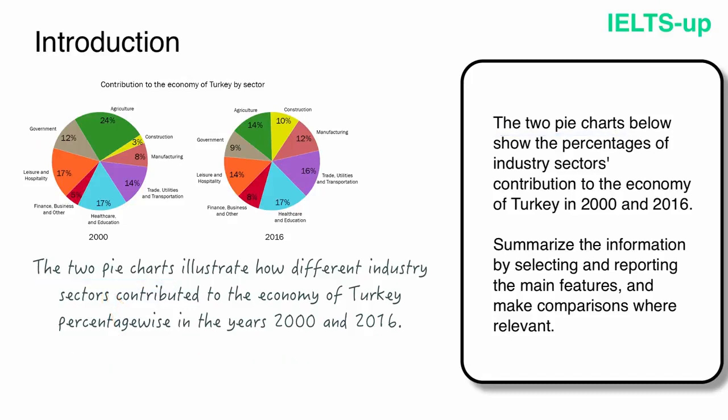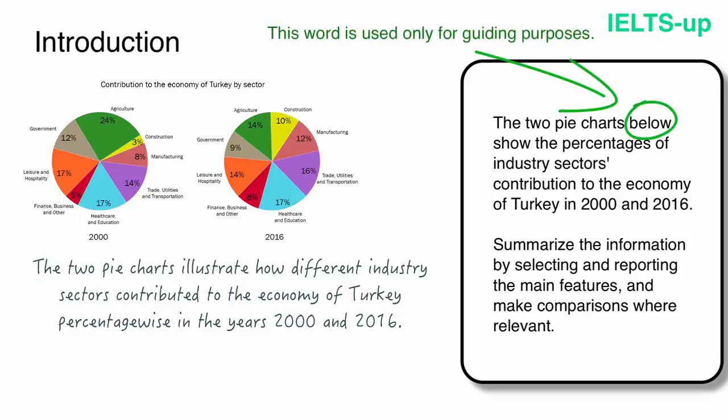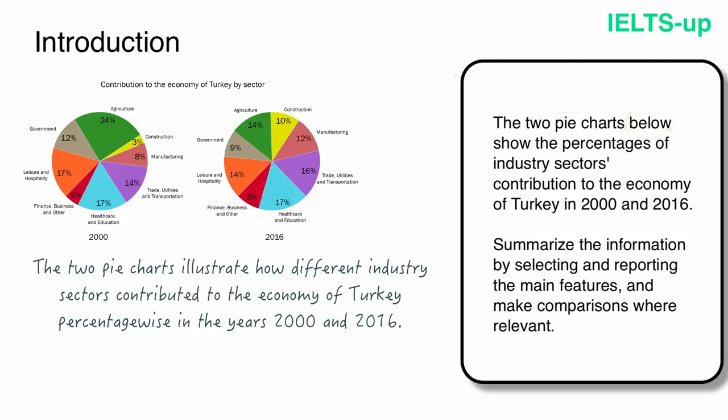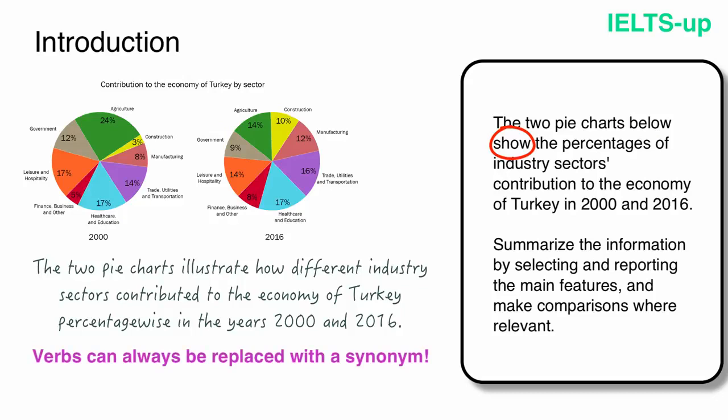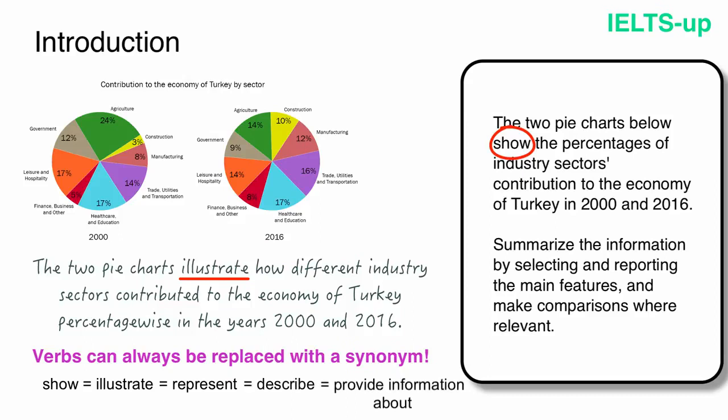After that comes the word below. This word is used only for guidance purposes, and since the examiner won't see a chart below your writing, you can just skip it. Next we have the verb show. And verbs can always be replaced with a synonym. I decided to replace the word show with illustrate. But this is not the only option. We could also use such synonyms as represent, describe, or provide information about.